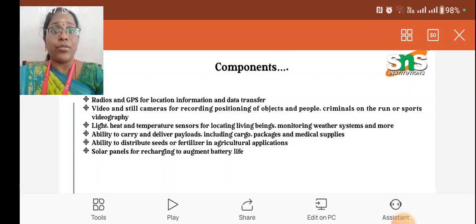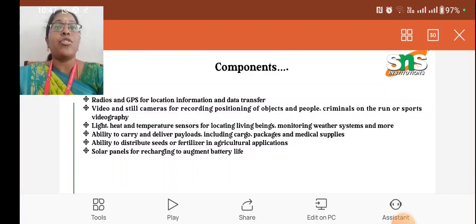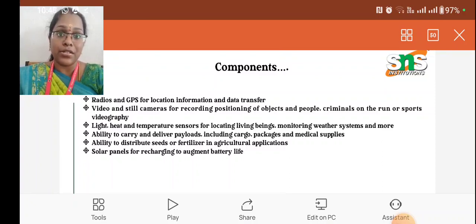So nowadays we can use drones for several professional works, instead of as a hobby or a fun toy. We could also use them for delivering medical supplies too. It has to have the ability to distribute seeds and fertilizers in agricultural applications. That is how we could use drones in agricultural applications, by seed distribution and fertilizer distribution.